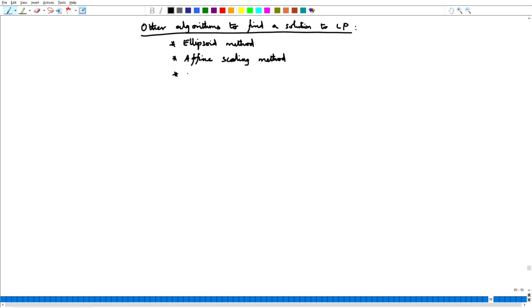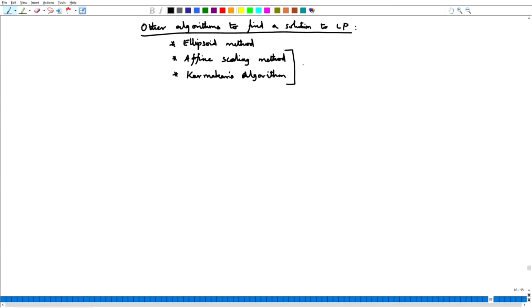Okay. And you also have Karmaker's algorithm. So, I told you that in the 1940s Danzig came up with the simplex method. The next most useful method that was set to replace the simplex method was Karmaker's algorithm. It is popularly called the interior point method.